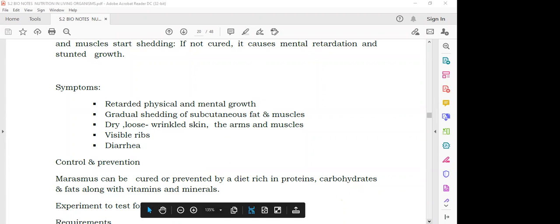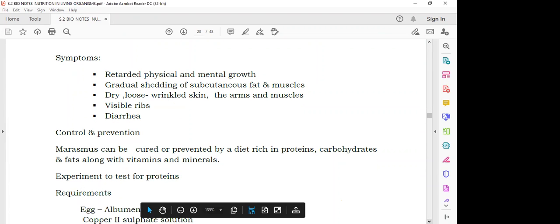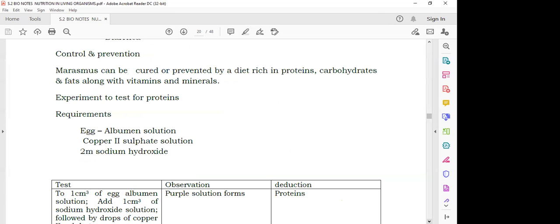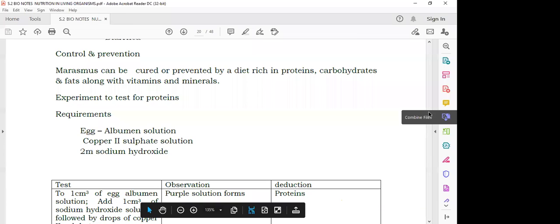And how can we control this? It can be cured by getting food which is rich in proteins, having carbohydrates and fats with vitamins and minerals. So it means we get exposed to what we call a balanced diet. You have to just improve on your diet. Okay, so that is what we are talking about, proteins as our second food nutrient.